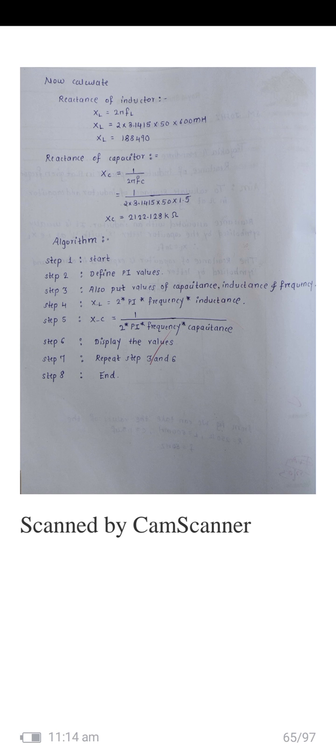Then the algorithm of the program: first, start, define the pi value, then put in the values of capacitance, inductance and frequency. There are two formulae used here: XL is equal to 2 pi F L and XC is equal to 1 upon 2 pi F C. Next step, display the values, repeat steps 3 and 6, and end.